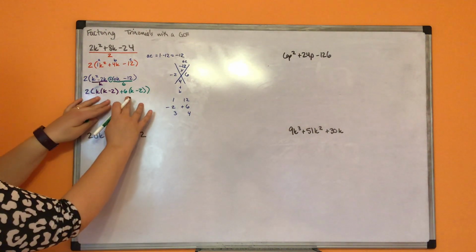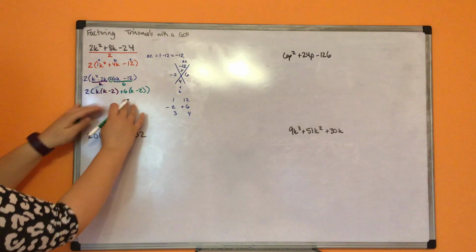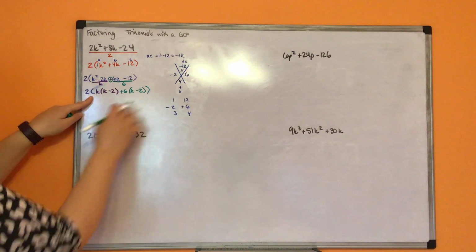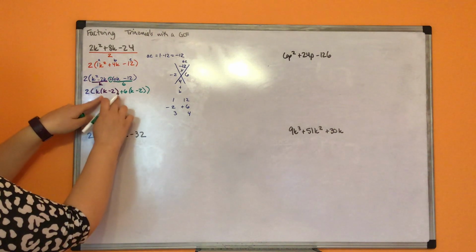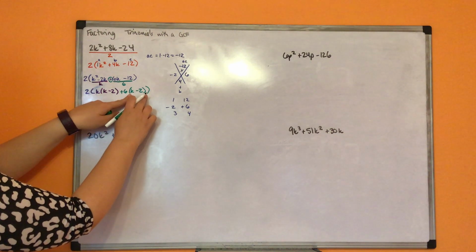So I know there's a lot of parentheses right here. Don't let that scare you. I need these outer parentheses to show that I'm undistributed the 2. I factored out the GCF, 2. These inside parentheses are to represent when I'm factoring by grouping.